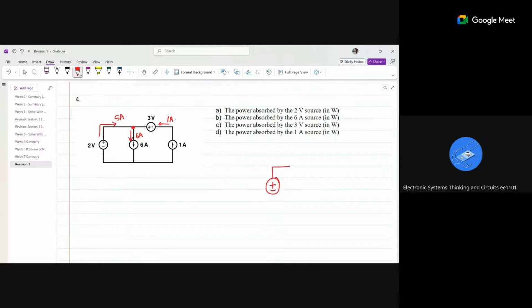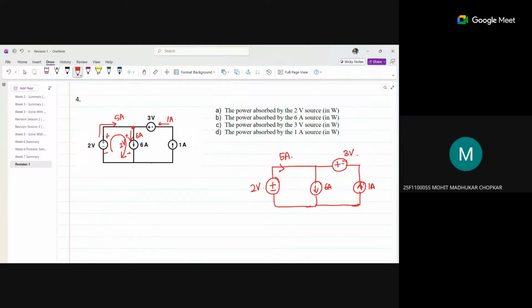I'll just redraw it neatly here. So this is 6 ampere, this is 1 ampere, and the current flowing here is 5 ampere, and it is 2 volts. Then power is equal to IV. Then we have to find the voltage drop across the current sources, so I will use KVL. So if this is the case, then it will be like this, 2 volts, right?